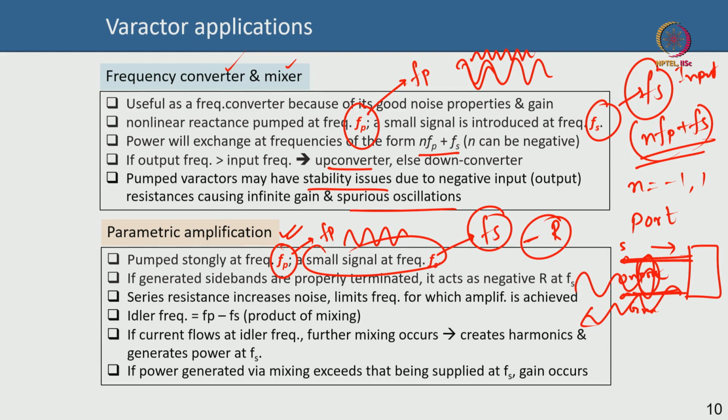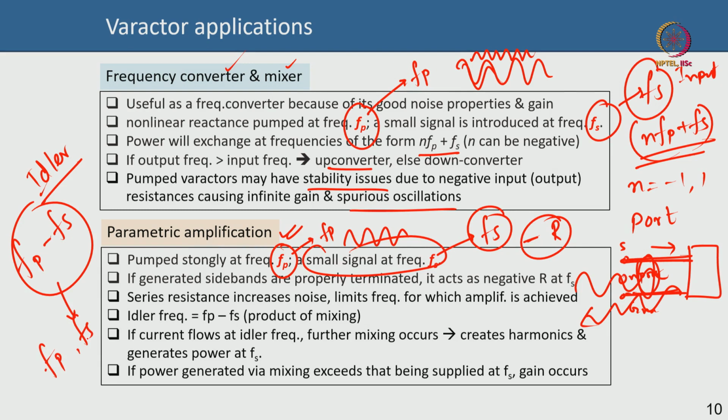Why? Because when you bring in 2 different signals, you are mixing them to get, say, fp minus fs. That is your mixing product, which you get because of the nonlinear reactance. Now if you also bring a current at this idler frequency, this is not useful by itself, but it will also mix with fp and fs, and it will further mix and create more harmonics, and it will eventually generate power at the signal frequency fs.